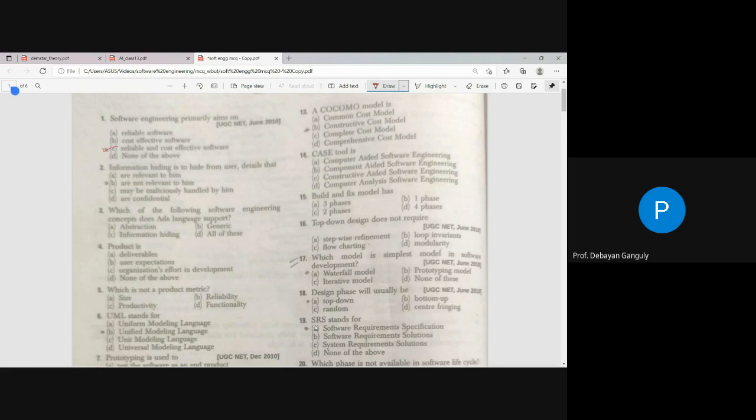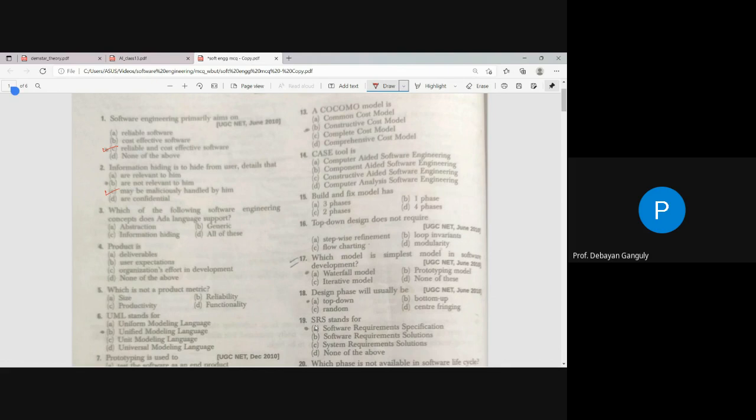Second question, information hiding is to hide from the user details that, the correct option is, may be maliciously handled by him. That means information hiding is to hide from the user data that may be maliciously handled by him. That's why you are hiding the information.